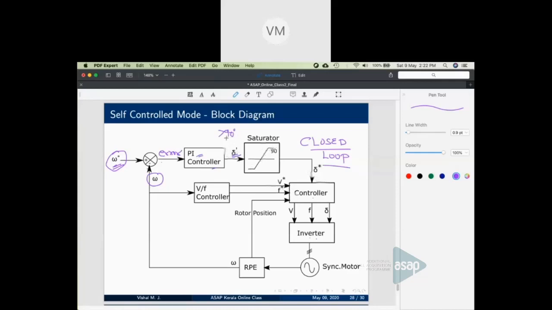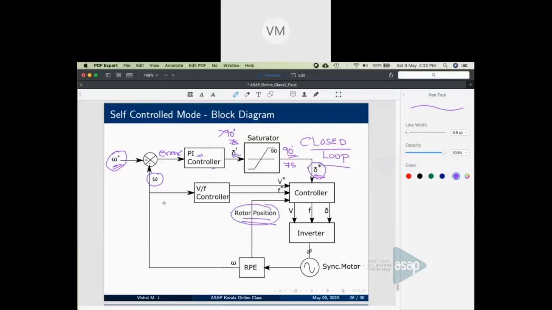So if the input is more than 90, output will be 90 only. If the input is less than 90, then it is as it is. For example, if it is 75 degree, 75 will come here. If it is 100 degree here, only 90 will come here. So delta is limited to 90 degree, and that comes as your delta reference. Now the inverter will synthesize your voltage at a phase shift of delta. With respect to what? We need to have a reference. Who gives the reference? Again, the rotor position encoder gives it in the form of rotor position. With respect to this rotor position, your output voltage will be phase shifted by delta.